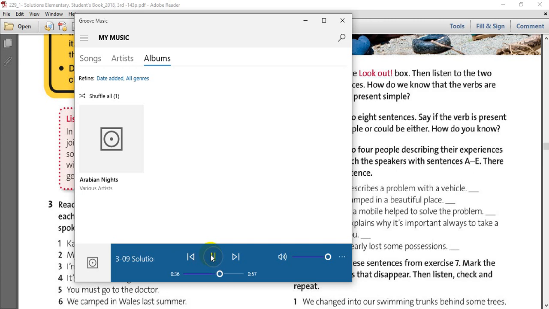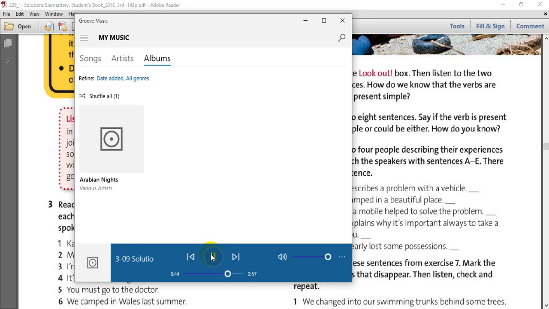Number 6. They travel to work by car every day. Here, every day. Every is a present simple word. Present simple with every day means it's a habit.